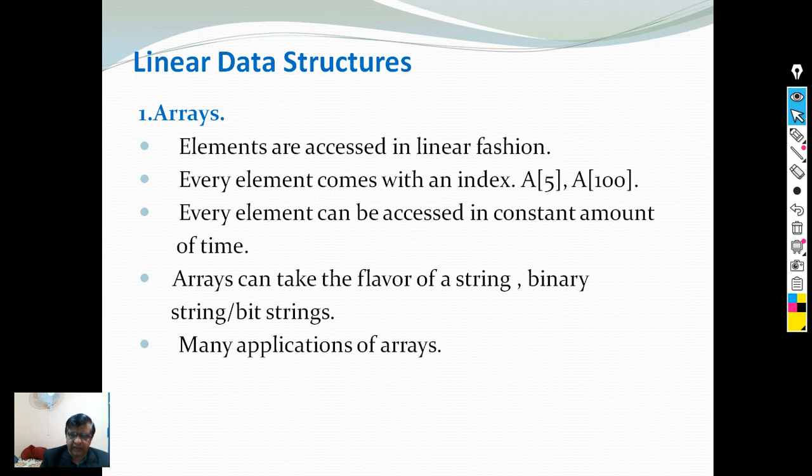It is called an elementary data structure. In arrays, elements are accessed in a linear fashion, and elements are indexed. It may be a recall to our memory, as we have studied arrays elsewhere, maybe while programming in our lower semesters. Anyway, A5 and A100 will represent the 5th element and 100th element in an array.